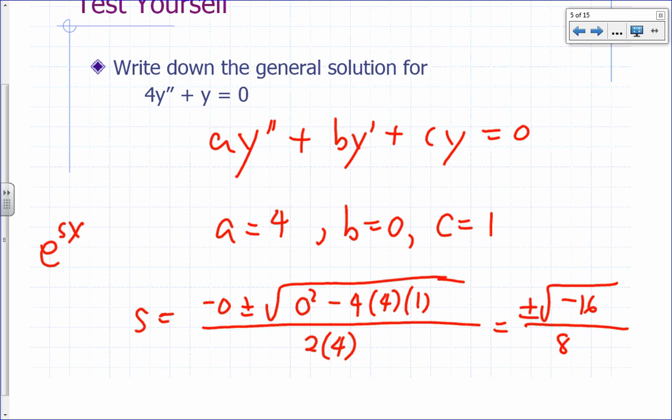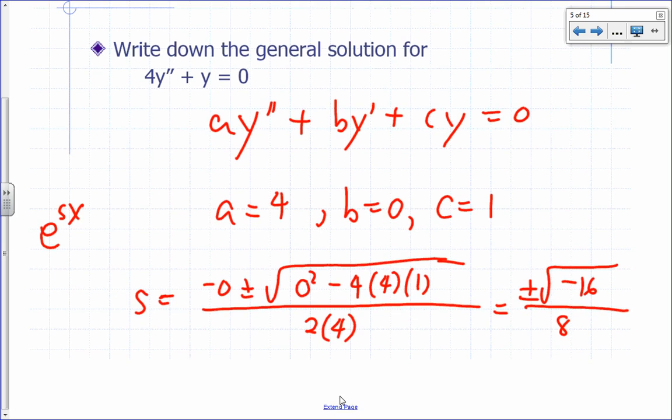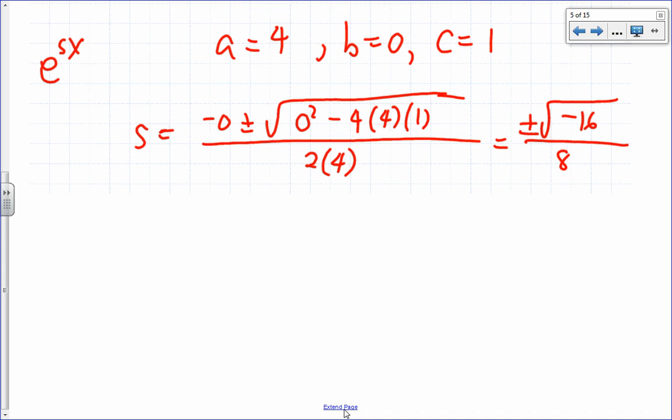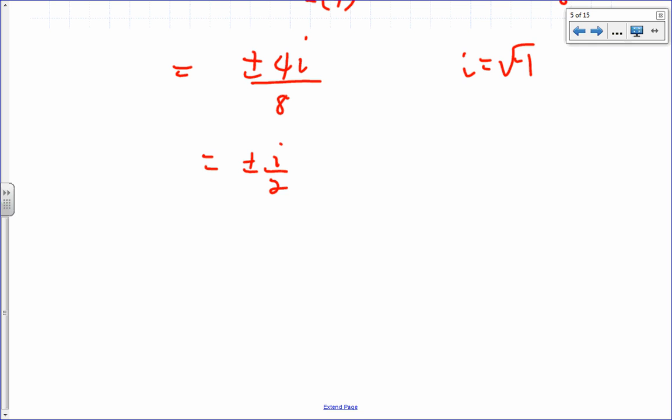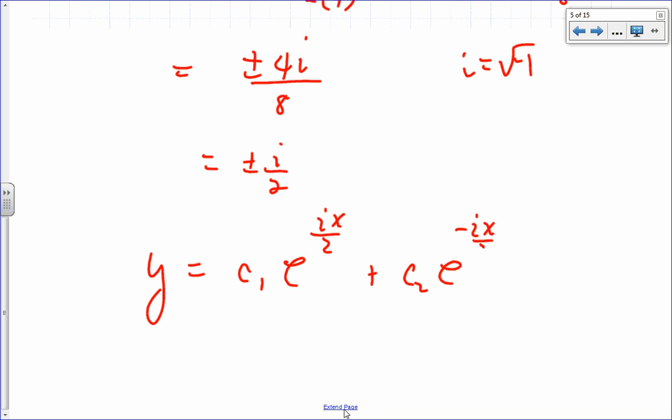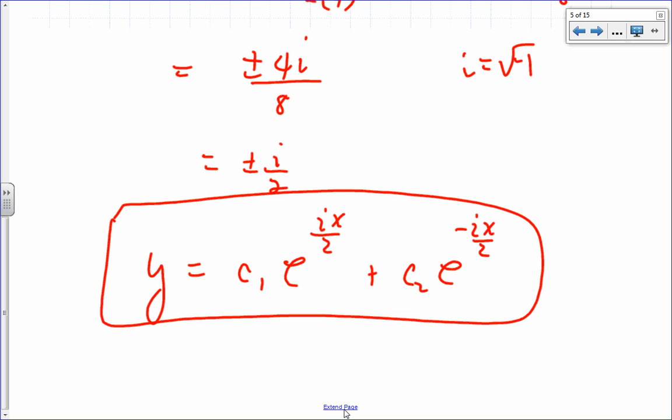What's the square root of negative 16? 4i. Okay, so that's plus or minus 4i. i is square root of negative 1, right? Over 8, so plus or minus i over 2. So what's our general solution? Constant times e to the ix over 2, right? Plus c2 times e to the negative ix over 2. That's your general solution. Got it?